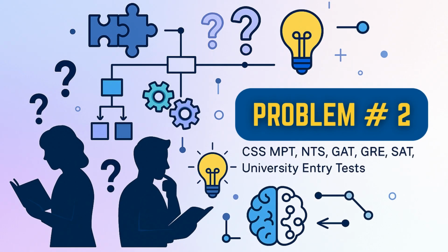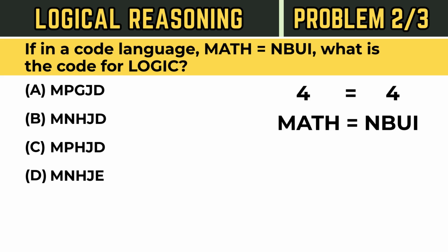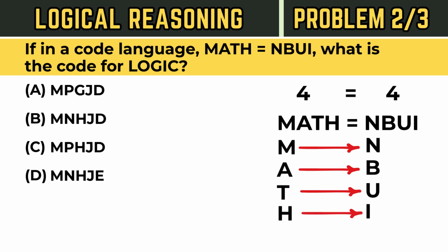Problem number 2. If in a code language, MATH equals NBUI, what is the code for LOGIC? Now we move to find the relationship between MATH and NBUI. There are 4 letters in both. Now we see what is the relationship between corresponding letters. We pick the first letter, that is M, and then what is the relationship between M and N. Both are alphabetic letters and N comes after M. This is interesting. Now we see the arrangement of other letters. B comes next to A. U comes after T and I is the next letter to H.